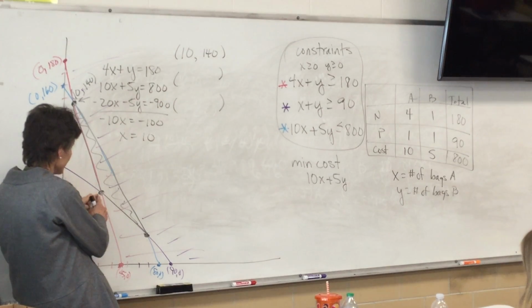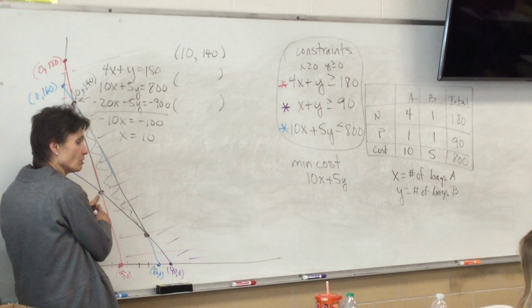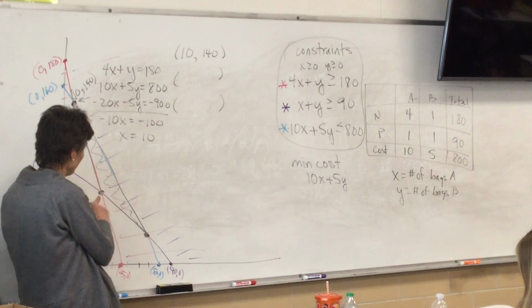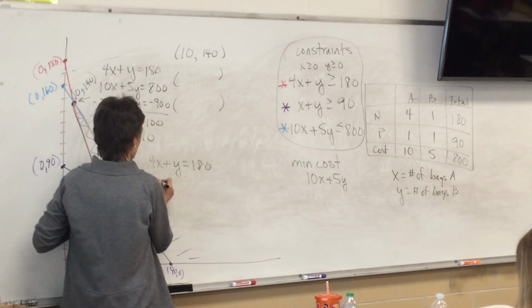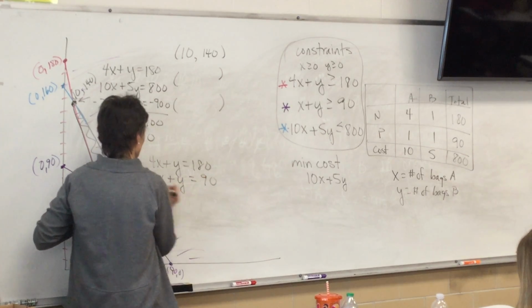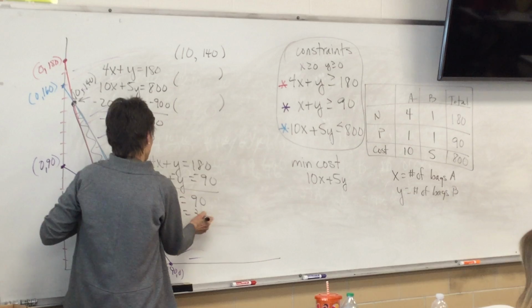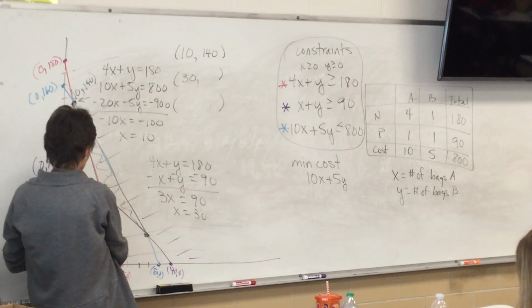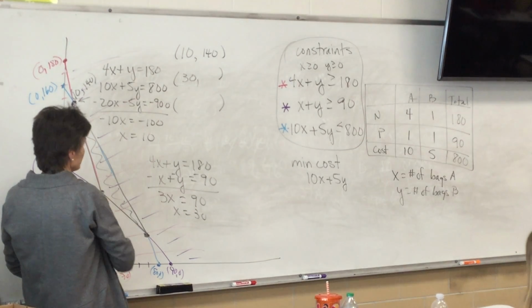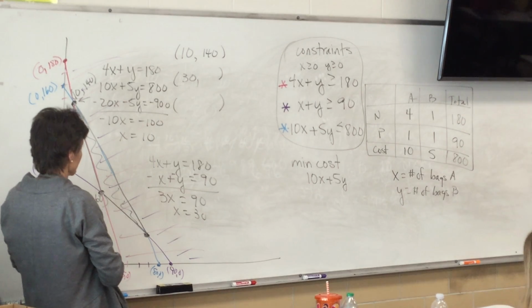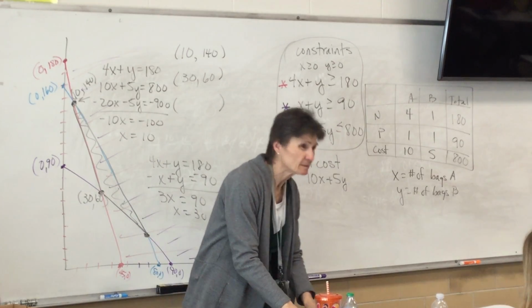Okay, so now we have to find this one, which is the intersection of red and purple. Colors really help. Red and purple. So red is 4x plus y equals 180, and purple is x plus y equals 90. Well, this one's a little easier. I got x equals 30. And if x is 30, y is 60. Okay, I did that kind of fast. Anybody have a question about it?